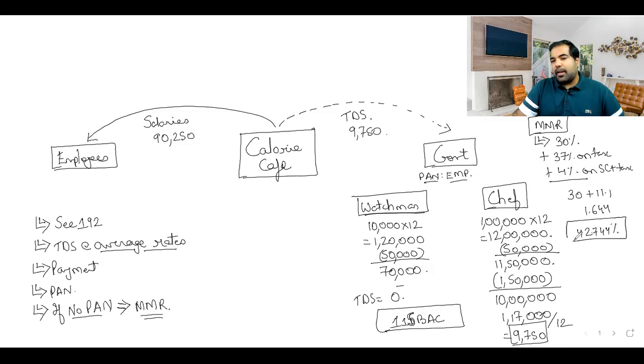I repeat, what is MMR? MMR is the highest rate applicable to an individual. The highest basic tax rate is 30%, above 10 lakh is 30%. The highest surcharge is 37%, and the cess is 4%. So if you add all these three, not literally adding them, but you do percentage, 37% of 30, and 4% of 30 plus 11.1, you'll get 42.744%, and that is your MMR.